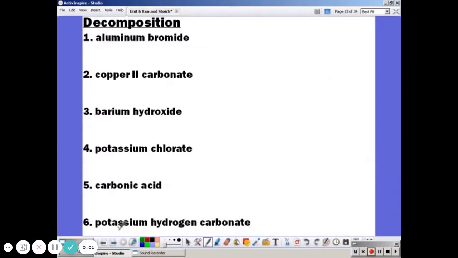Aluminum bromide. Aluminum is +3, bromine is -1. So we have AlBr3, and that's all they give us. So this has to be a decomposition because we have one reactant. It's a binary decomposition because we have two elements, aluminum and bromine.